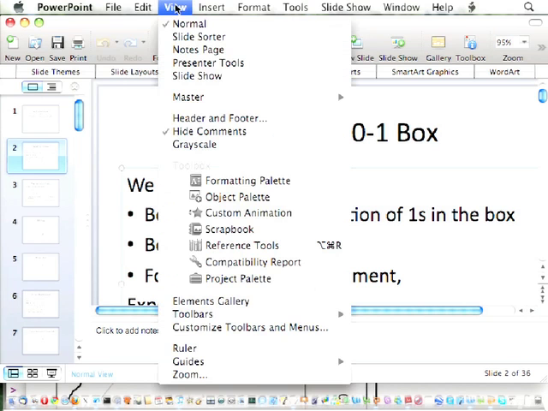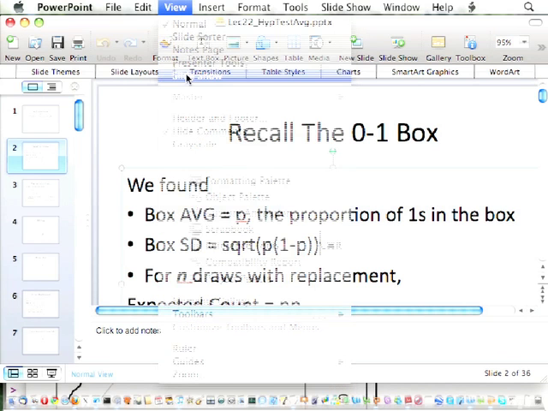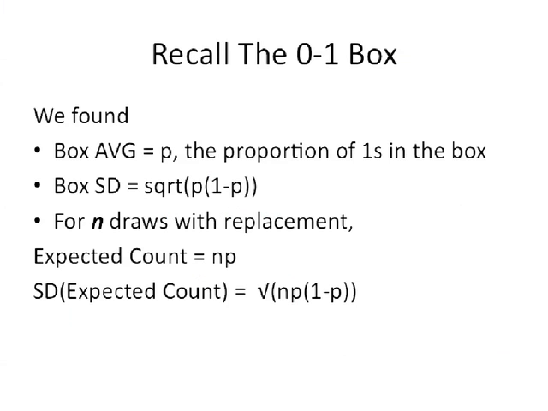So we found that the box average, when we have a 0-1 box, is the proportion of ones in that box, which we name p. And the box SD was the square root of p times 1 minus p, which we figured out by using R to look at what that SD of the box looked like for various values of p, and then we figured out what curve exactly went through all the points.